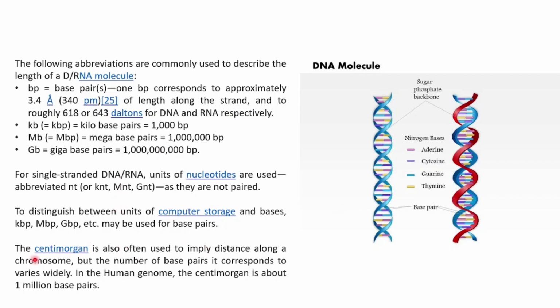And the centimorgan I was talking about, this unit is basically used to imply distance along a chromosome. The number of base pairs it corresponds to varies widely. In the human genome, the centimorgan is about 1 million base pairs. So it's just another kind of unit that we also use to denote chromosomes.